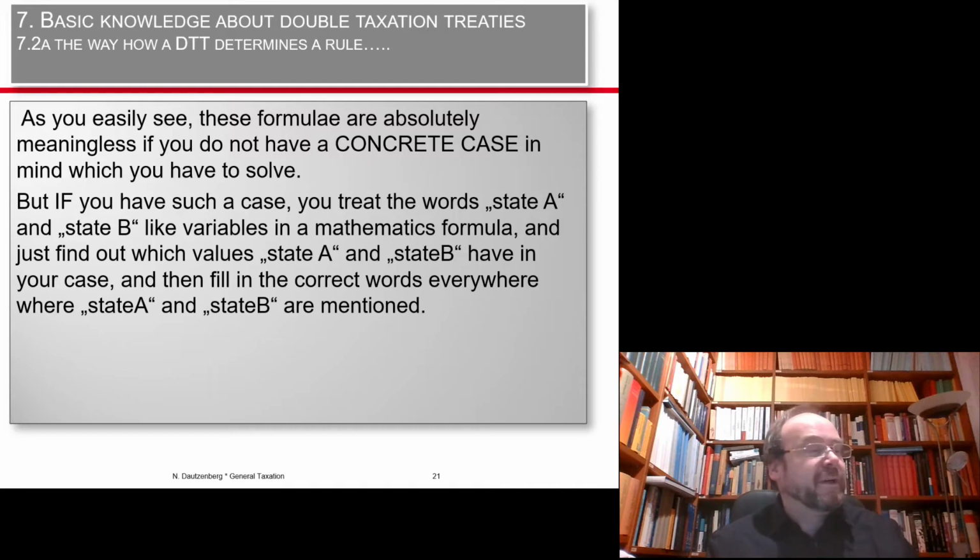You try to identify where does the A in my case stand for. So what is state A in my situation? What is the real name for state B? So like variables in a mathematical formula, that is how you treat the stuff. And then you just read, in case of state A, your individual state A, and state B, when you once found out what's state B in your individual concrete case, then you read that name everywhere where you see state B.